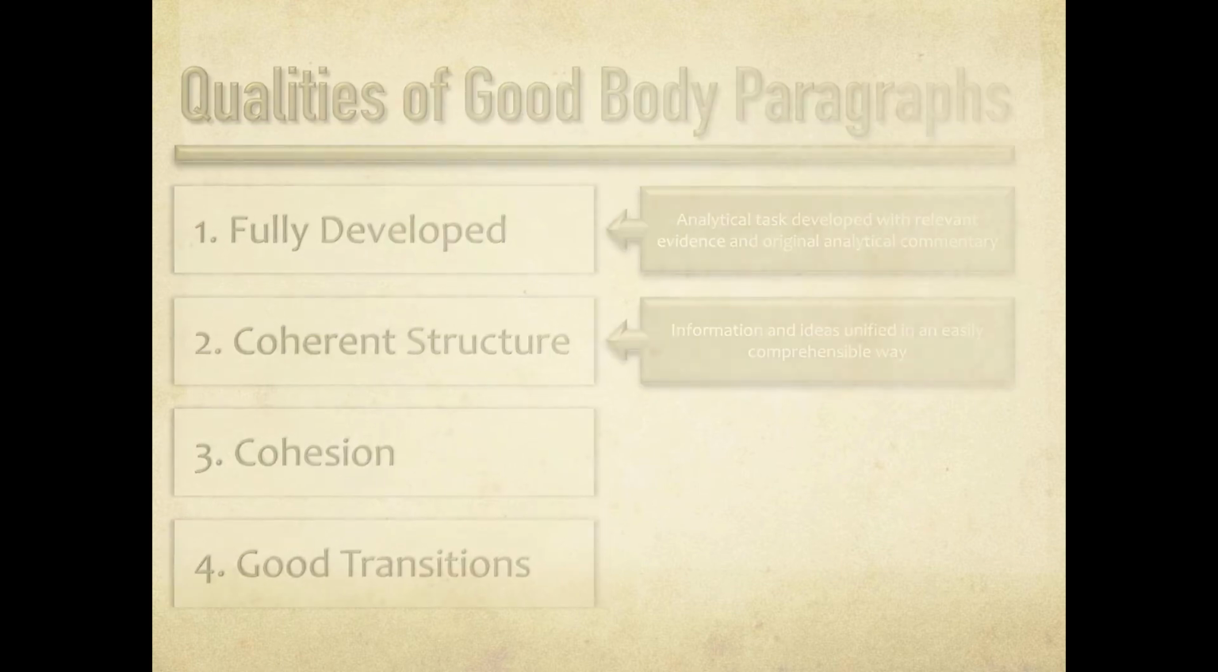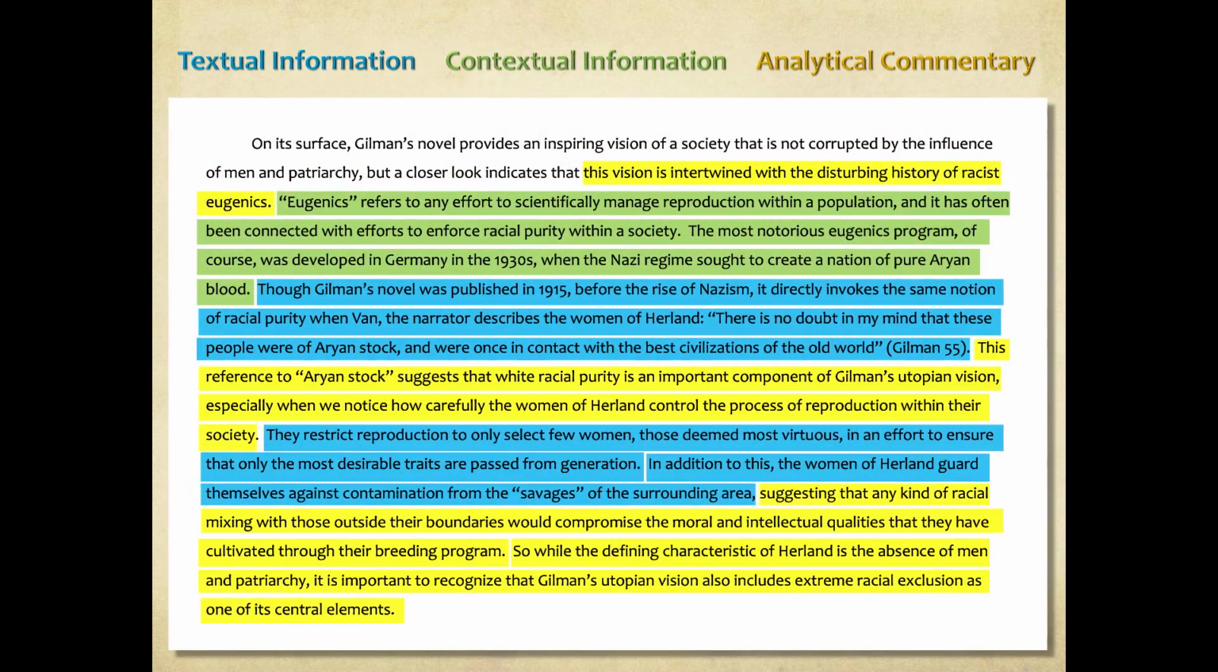Now, if we look back at how we highlighted Jada's paragraph, we should be able to recognize that it's a unified paragraph. It makes the point that Gilman's utopian vision has racist eugenics at its core, and everything within the paragraph contributes in a clear and important way to the development of that point.